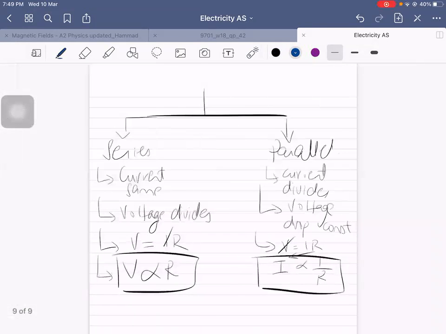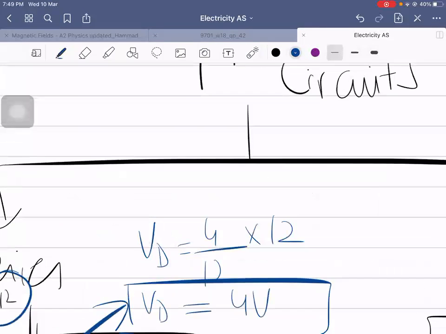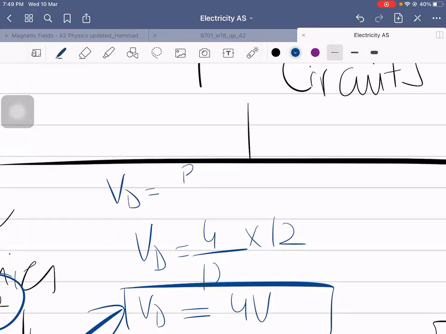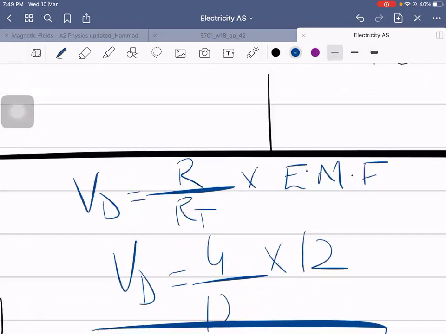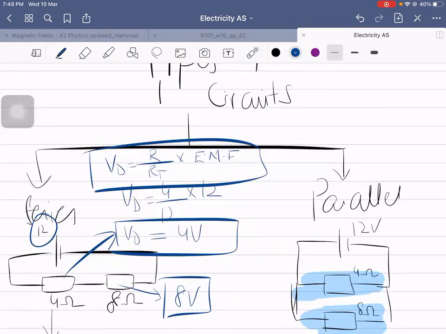So this will tell back what that 4/12 was of. Here I have the formula. Voltage drop is equal to resistor in consideration upon total resistance into the EMF or the cell value. Okay, fine. Right, this is merely a ratio and something that we have made for ourselves.